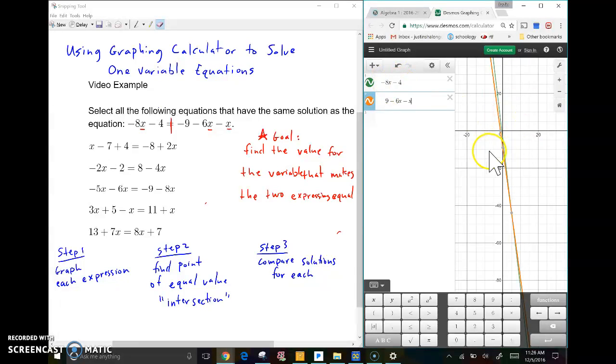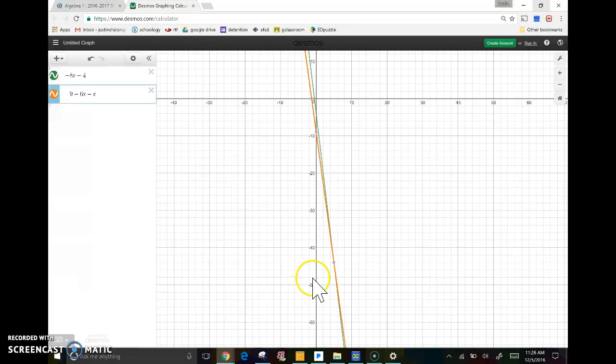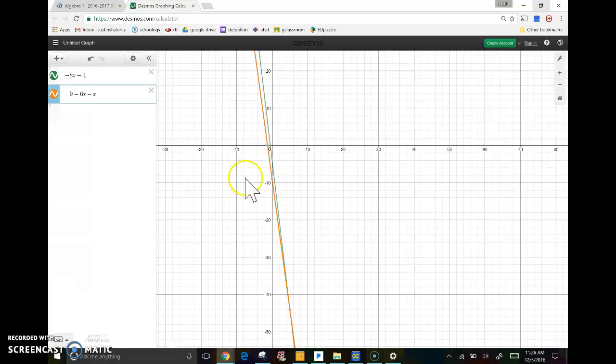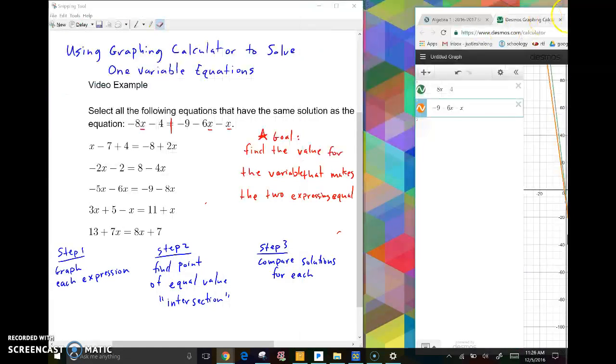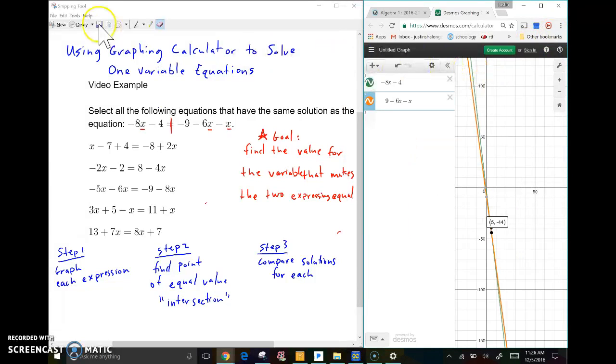They're going to show up as two lines, and now I'm going to make this full screen. Now we're looking for the point of intersection, the point where they are equal value. You can see they come together right here. So 5 is the value that makes them equal. This will be our solution. So our solution for this particular example is x equals 5. Now I'm going to continue to do this for all of the remaining equations.